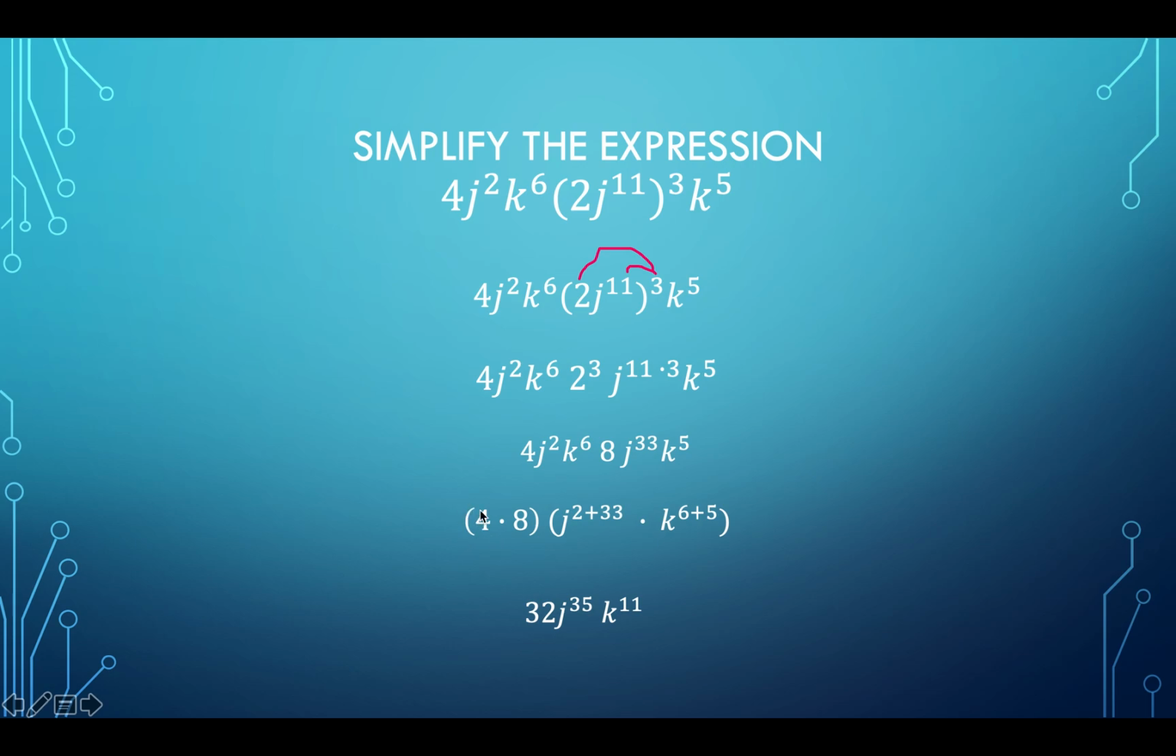So now I go ahead and simplify. 4 times 8 gives me 32, and then now we're going to work with the variables. j, 2 plus 33 gives us 35, and then 6 plus 5 gives us 11. So your final answer is 32 j to the 35, k to the 11.